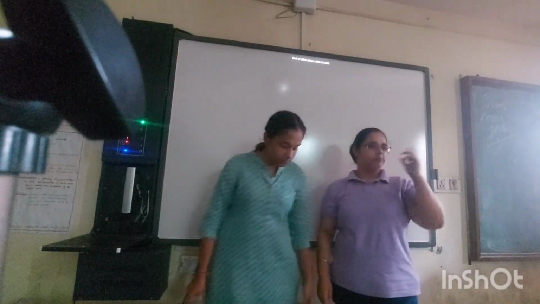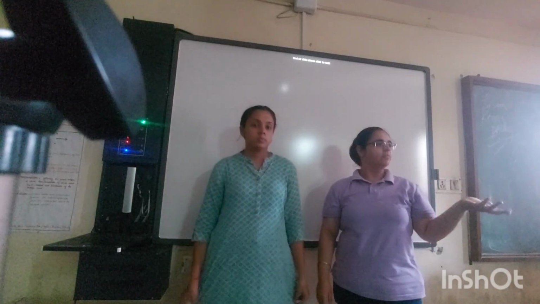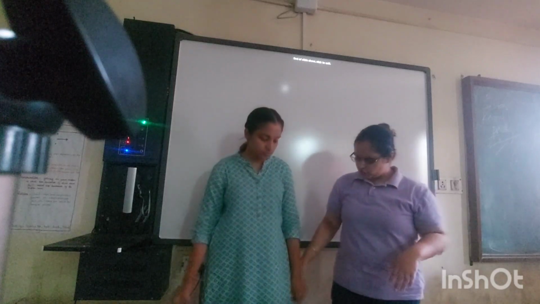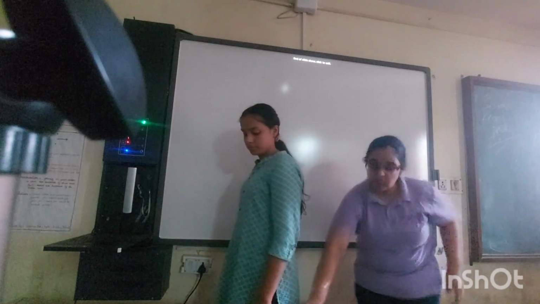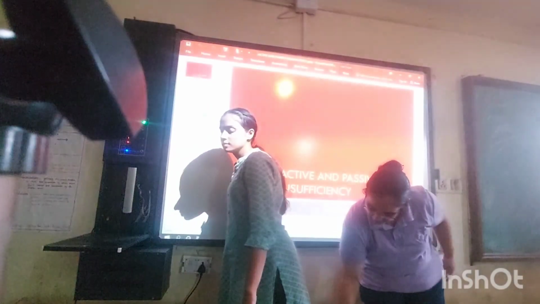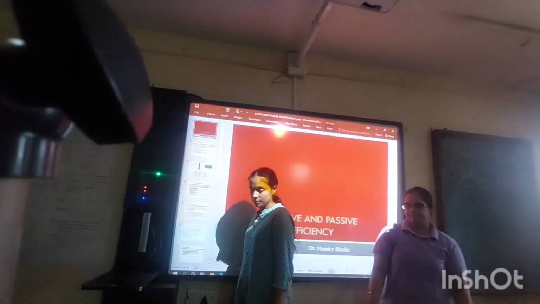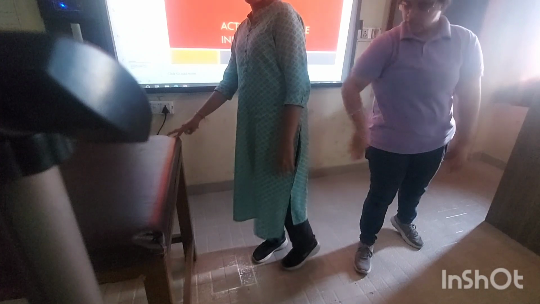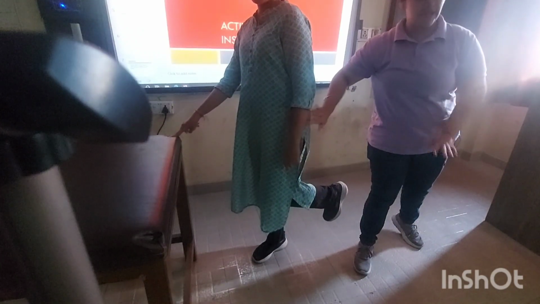Okay, so the work of hamstrings is knee flexion and hip extension. If she extends her hip like this and I ask her to flex her knee, it will be difficult for her because she loses her balance. So the hamstring is actively sufficient at the hip joint, but it is actively insufficient at the knee joint.